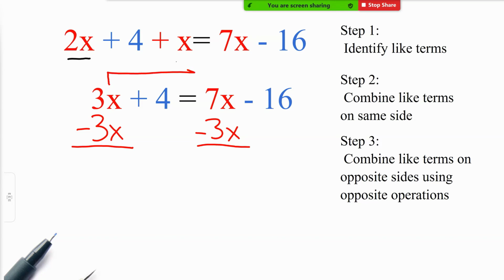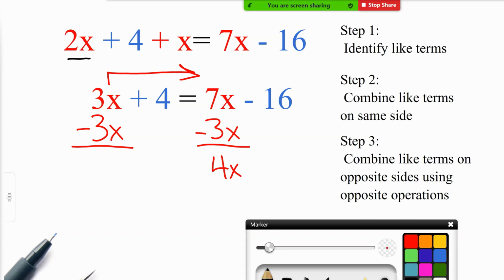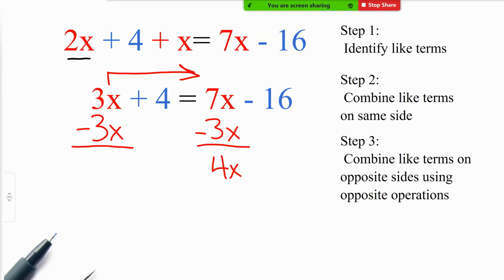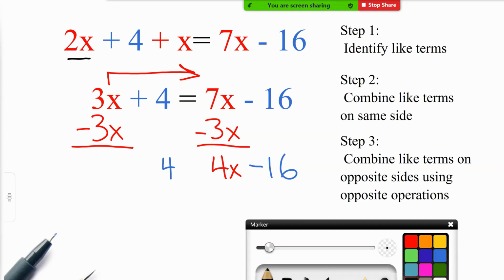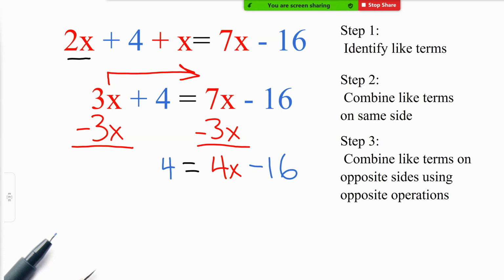I would rather move this over there because that is going to give me a positive number. I would rather have that positive number than deal with negatives. So this 4 is still here, this 16 is still here, and the equal sign is still here. Take a minute to copy those notes.